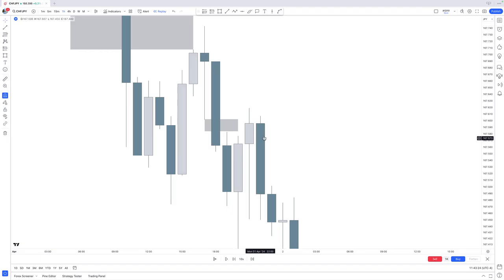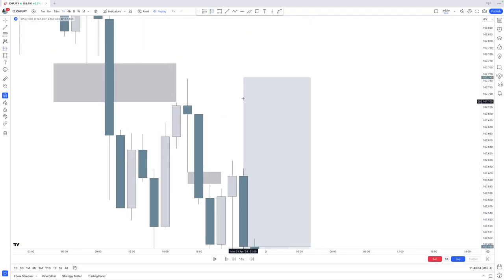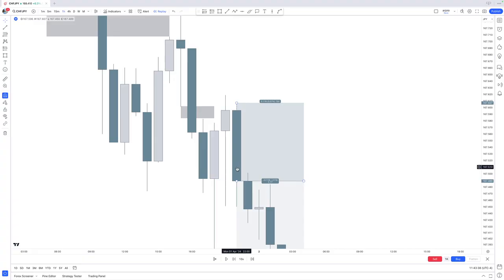So what do I want to do? I want to wait for a little bit more rejection. So as soon as we were rejecting right here and we were continuing lower, then I entered on this close right there and I covered this high right there. Same candle entry. So it's entry on the close on the rejection candle, and stop loss is going above the rejection candle that you are entering on as well. So at the top right there.